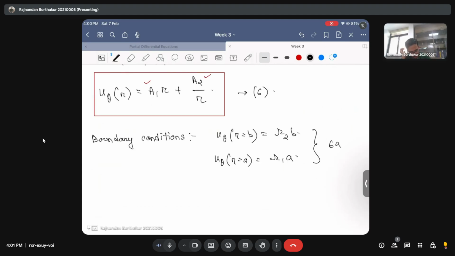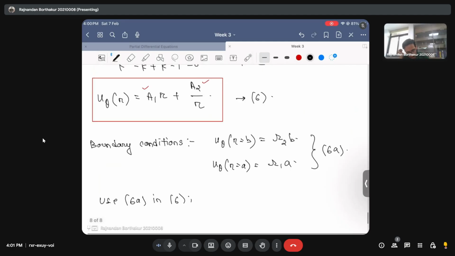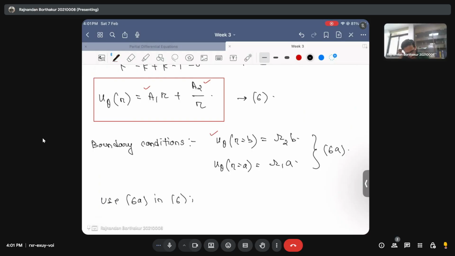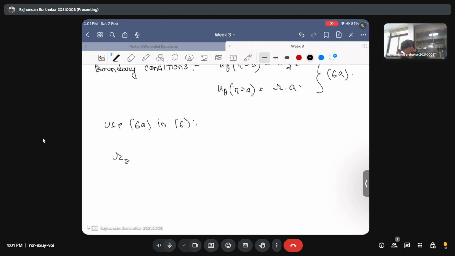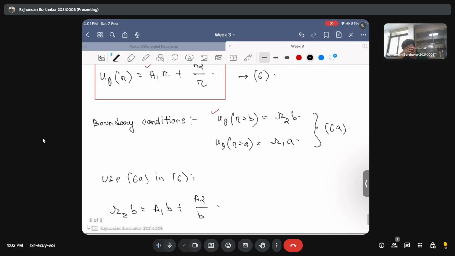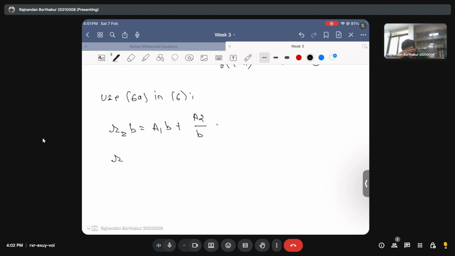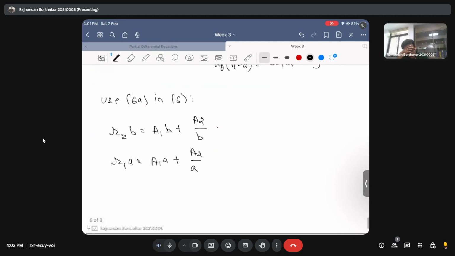Let's substitute. Maybe we'll call it 6a, and we just need to use 6a in 6. If I use the first one, I get omega 2 times b is equal to a1 times b plus a2 by b. Then if I use the second one, I get omega 1 times a equal to a1 times a plus a2 by a. So that's it. Two equations, two unknowns, a1 and a2.